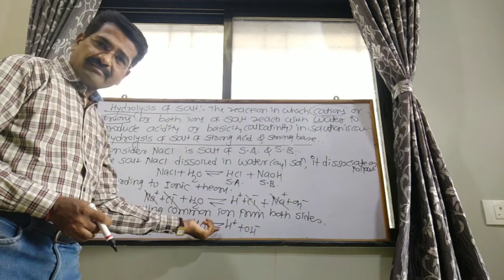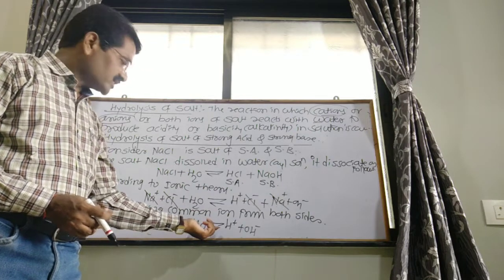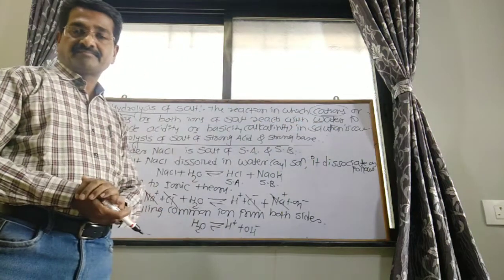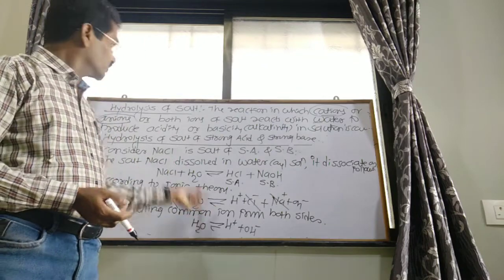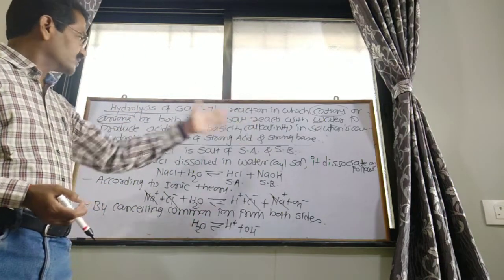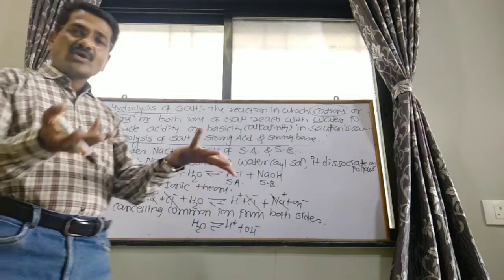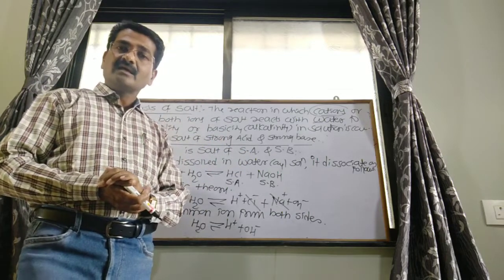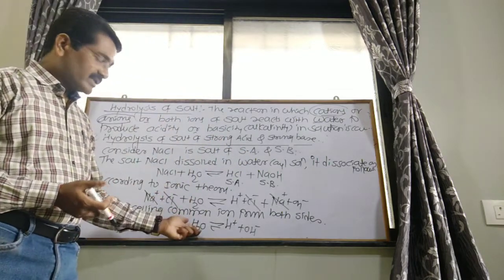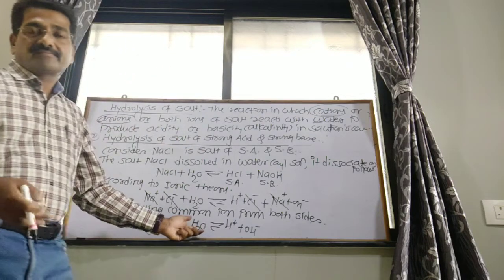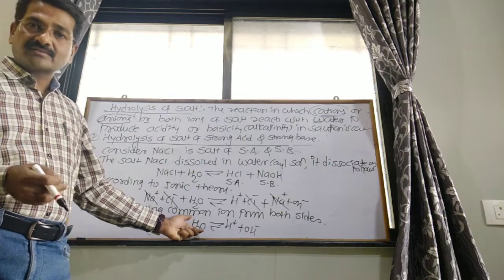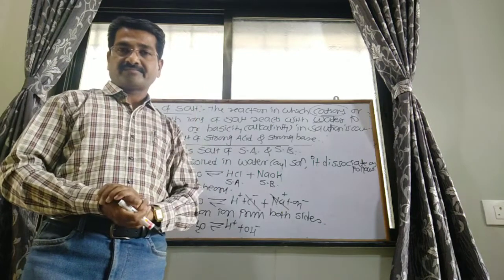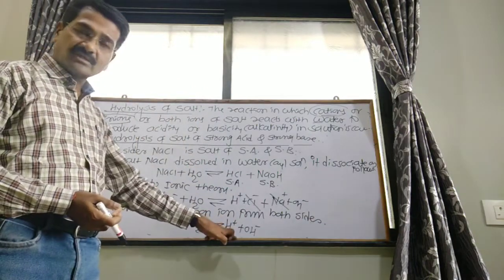But in this equation, this water cannot react with any cation or anion. According to the definition of hydrolysis of salt, water cannot react with cation or anion, so it cannot indicate the acidic and basic nature. So it is seen that this water neither reacts with cation nor anions, but in this reaction both H plus and OH minus ions are equal.